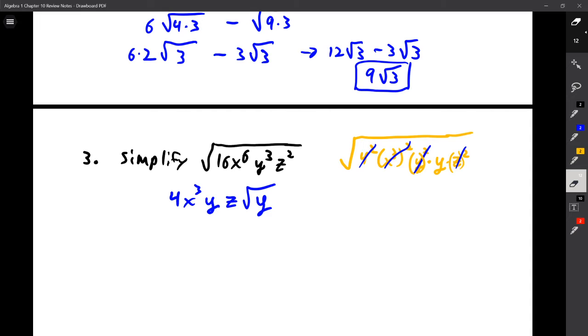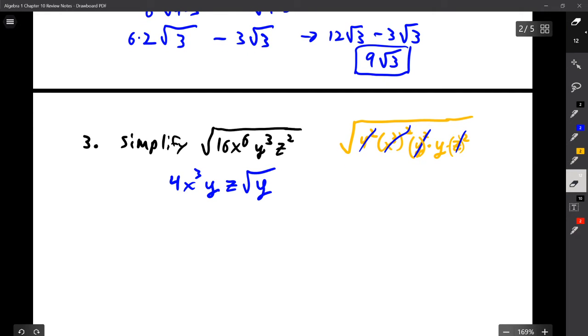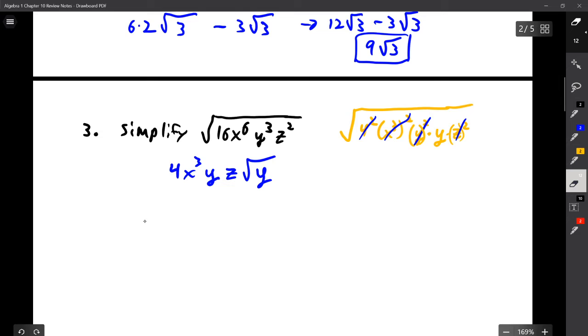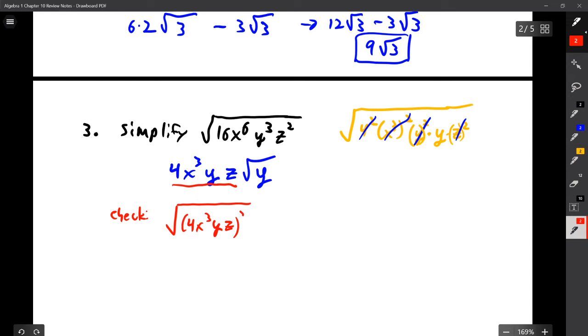Well, what you could do is take what is here, square it, and take the square root. In other words, if you took everything that's outside the square root and put it inside, so this is kind of like our check. We're going to take this stuff here that's outside, put it in a square root and square it: 4x cubed yz squared. And then we still have this times the square root of y hanging out.